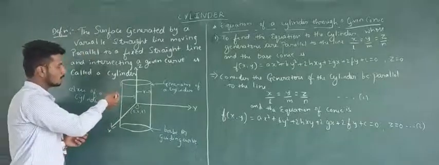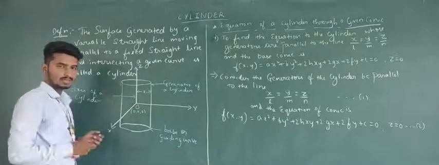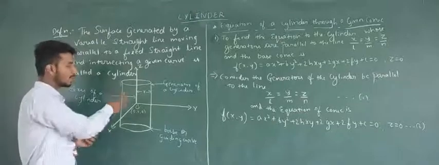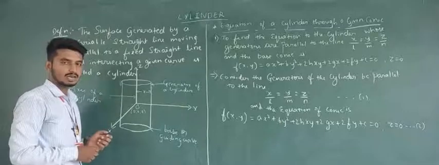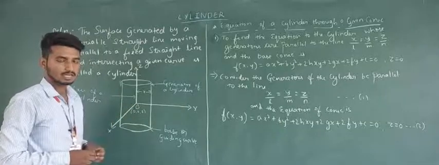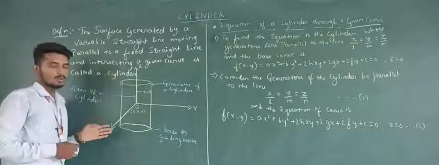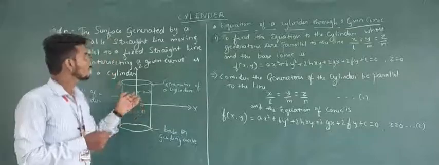So you know about the total surface area of a cylinder, that is 2 pi r into r plus h. You also know about the curved surface area of the cylinder, that is 2 pi r h, and also we know about the volume of the cylinder, that is pi r square h. So in this unit we will see the equation for the cylinder. So first we will see the definition of a cylinder.